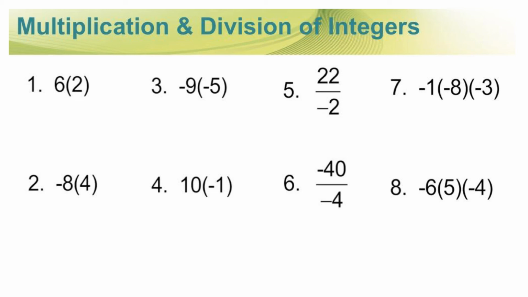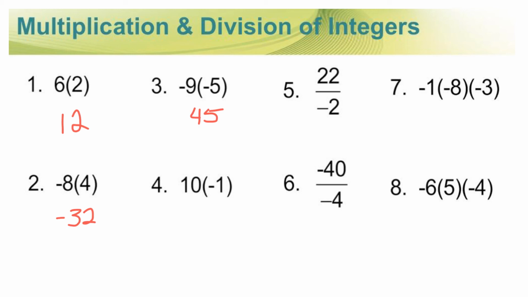6 times 2 is positive times positive, so my answer is positive 12. Then we have negative 8 times 4. Well, 8 times 4 is 32. And since there's one negative, my answer is negative. For example 3 here, we have negative 9 times negative 5. 9 times 5 is 45. And because there's 2 negatives in this problem, my answer is going to be positive.